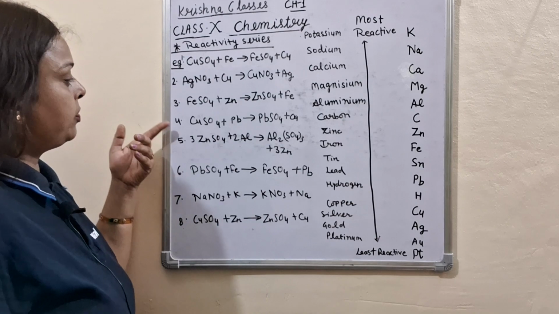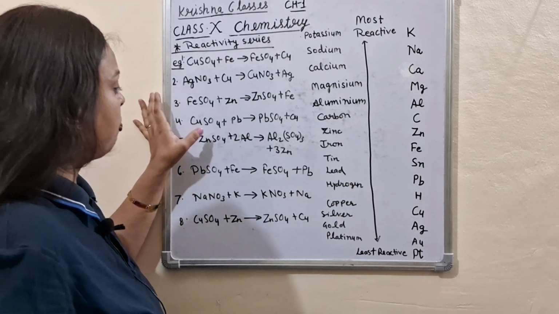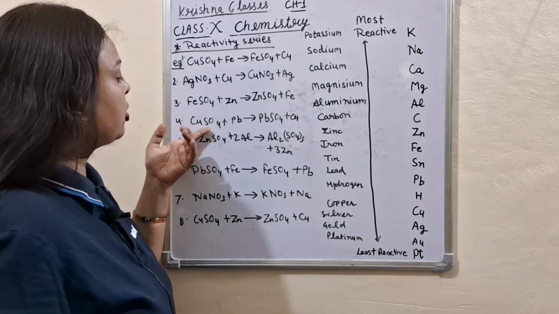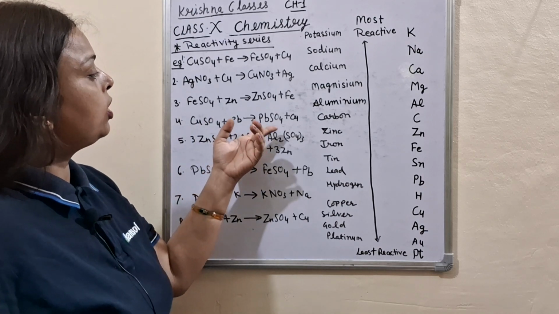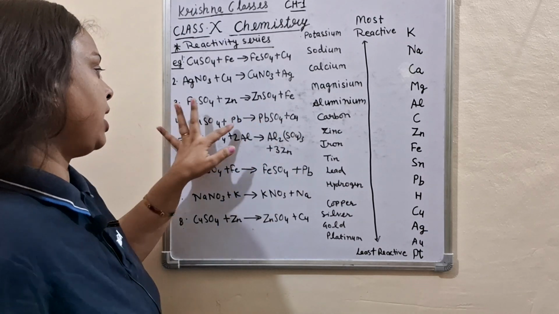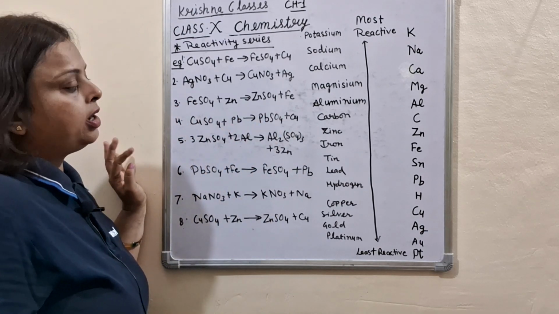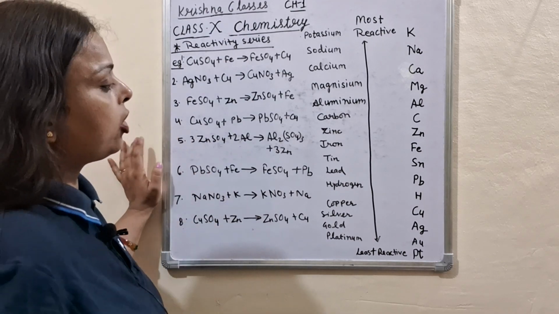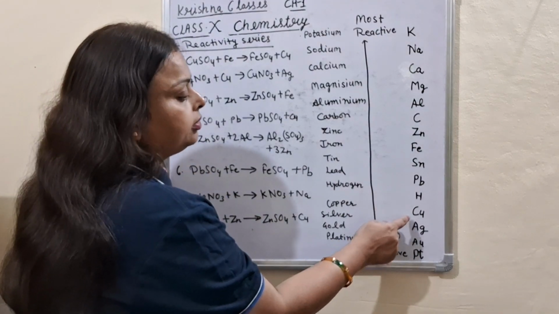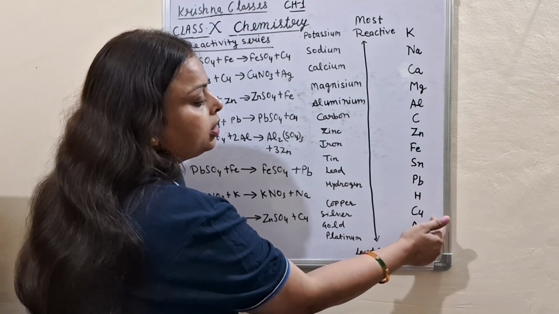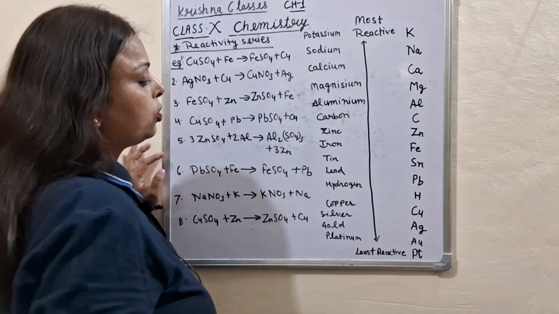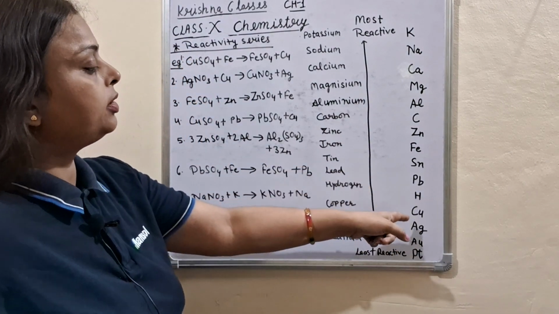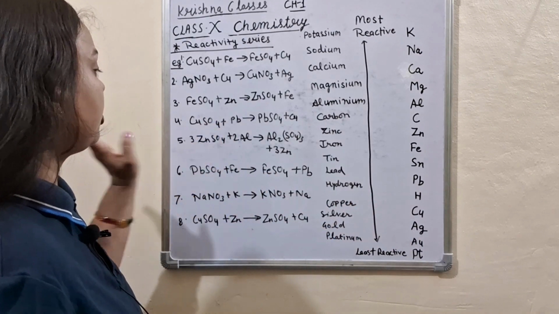Now come to the fourth example. Here is copper sulfate and lead, giving lead sulfate plus copper. Here lead replaces the copper. How does lead replace the copper? Because copper is below the lead in the reactivity series. So lead is more powerful than copper. That's why it replaces the copper.